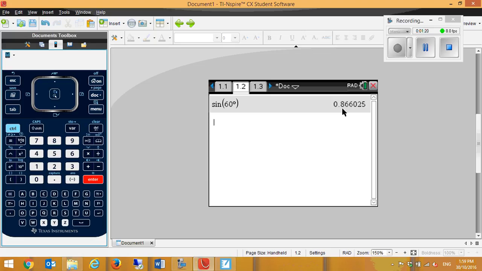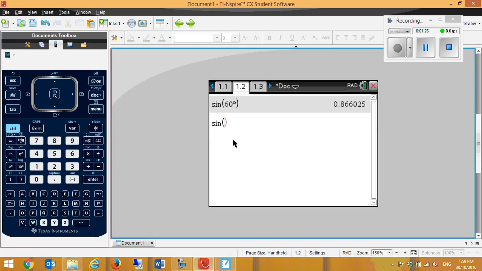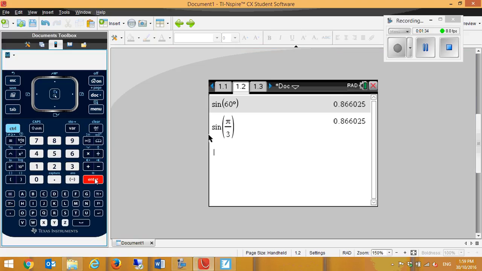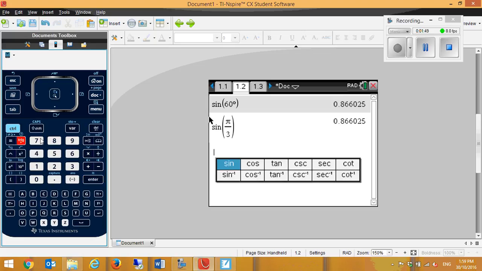So that's the ratio. And you should know that. Let's test it to make sure we're right. Sine of 60 is pi on 3, so we could just go pi divided by 3, enter, and we get the same answer. So we know we're right. So your calculator, even though it's in radians, by putting that degree sign in, makes it work as if it's in degrees.